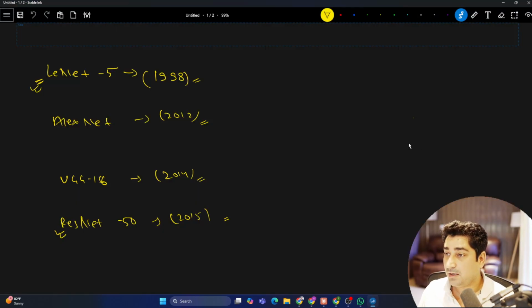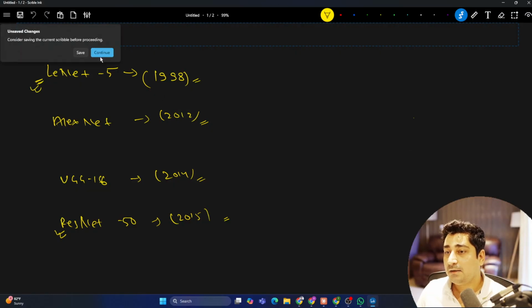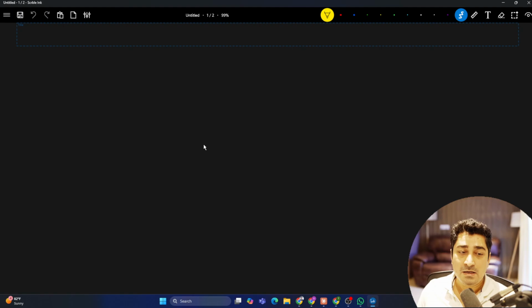So let me open up my Scribble ink over here, and a new one. Basically when I talk about a CNN, we have already discussed the network. CNN will go with the forward pass, and in a forward pass it will always try to extract features. It will apply a filter, some sort of pooling, and some sort of non-linearity on top of the data that it is extracting.